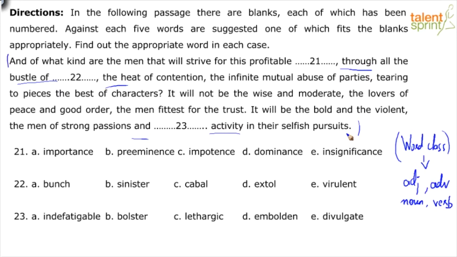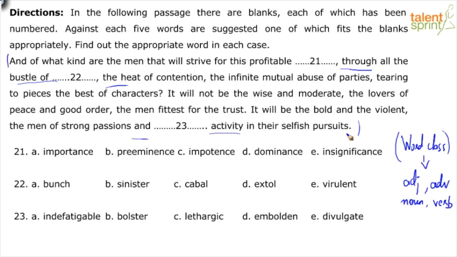And of what kind are the men that will strive for this profitable dash through all the bustle of dash? The heat of contention, the infinite mutual abuse of parties, tearing to pieces the best of characters. It will not be the wise and moderate, the lovers of peace and good order, the men fittest for the truth. It will be the bold and the violent, the men of strong passions and dash activity in their selfish pursuits.